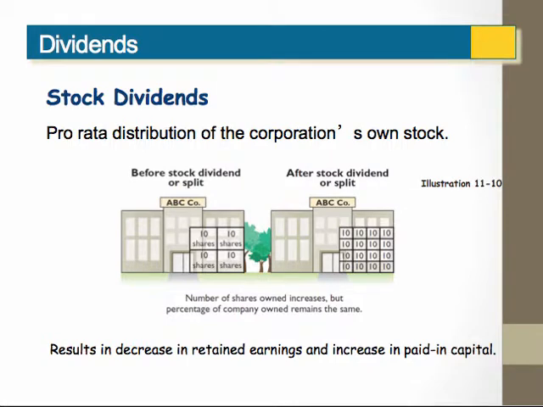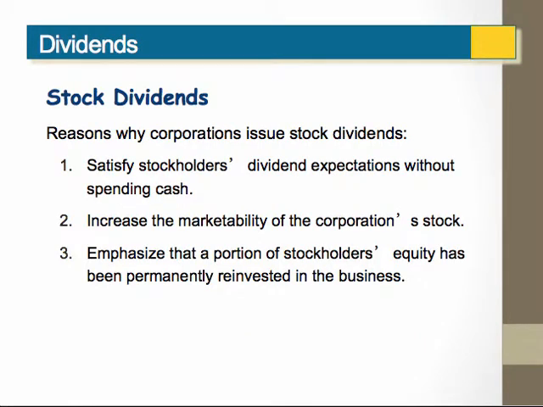A stock dividend is a little bit different. Instead of giving out cash, the company gives out stock as a dividend. The result is a decrease in retained earnings and an increase to paid-in capital. Why would a company want to issue a stock dividend?